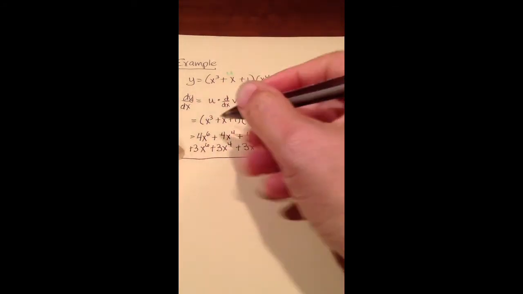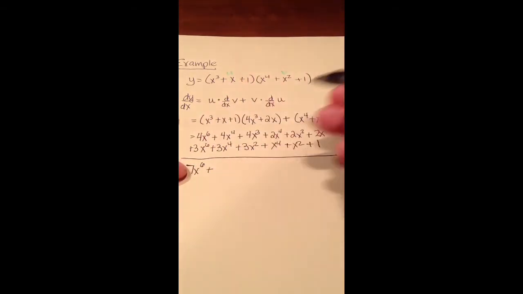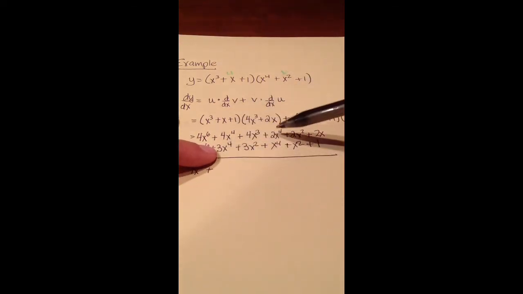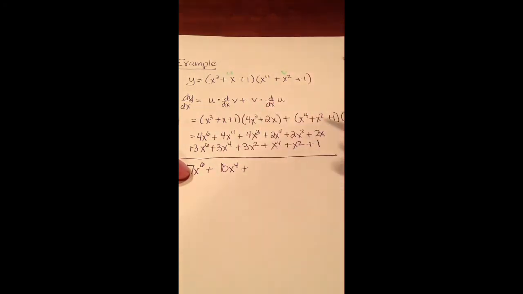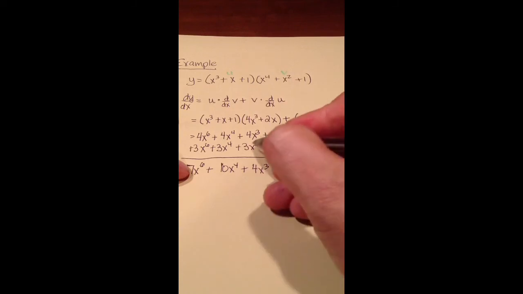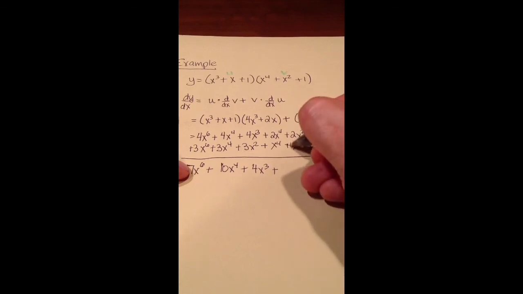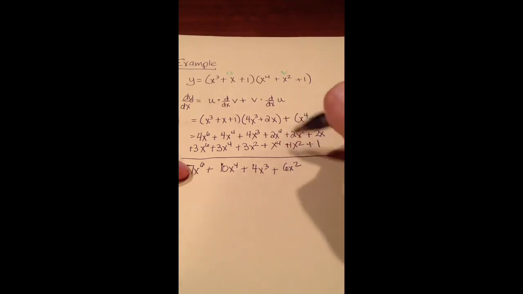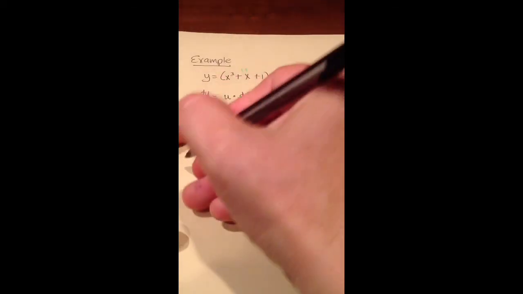Okay, so when I combine all that, some of these line up and some don't. This is going to give me 7x to the sixth plus, I've got 7x to the fourth here, and I've got 10x to the fourth total. Plus I only have one of those for 4x cubed. And then I have x squared and x squared, so that makes 5x squared, 6x squared. And then I have plus 2x plus 1. Okay, so the derivative of this function right here is equal to this function.